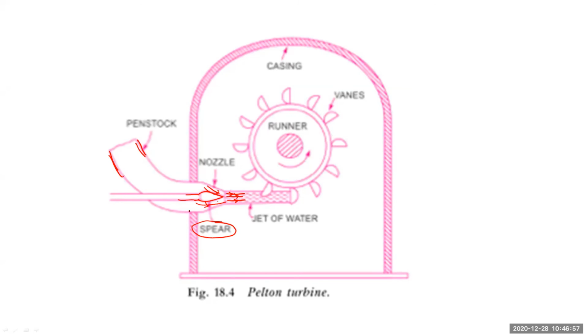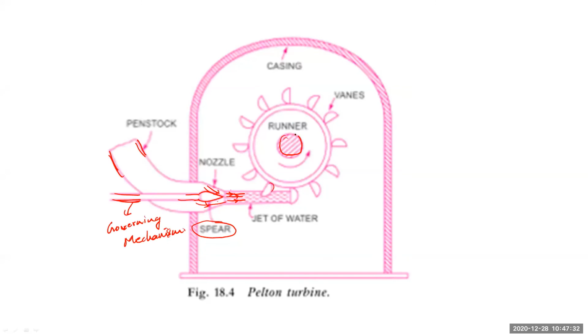And how to regulate the motion of this spear when high discharge of water is required, when less amount of water is required, that we will study in your governing mechanisms. In your governing mechanisms, we will see the motion of this spear head.